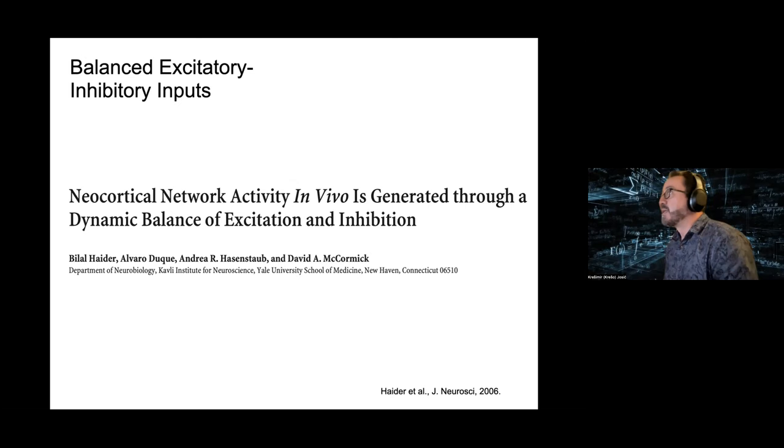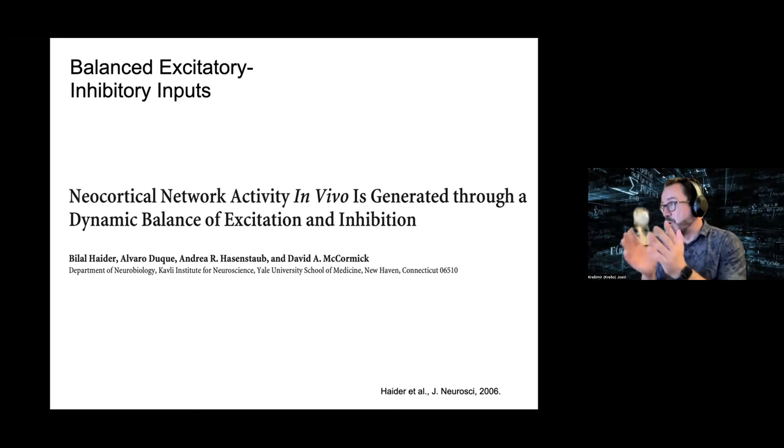I'm not going to be able to completely describe it, but I'll try to at least tell you a little bit about what balance is. And balance is something that you actually see in the cortex. It's not something that's made up by theorists. It's actually something that is frequent. If you observe balance, and I'll tell you what it is, it's something you frequently see in the cortex.